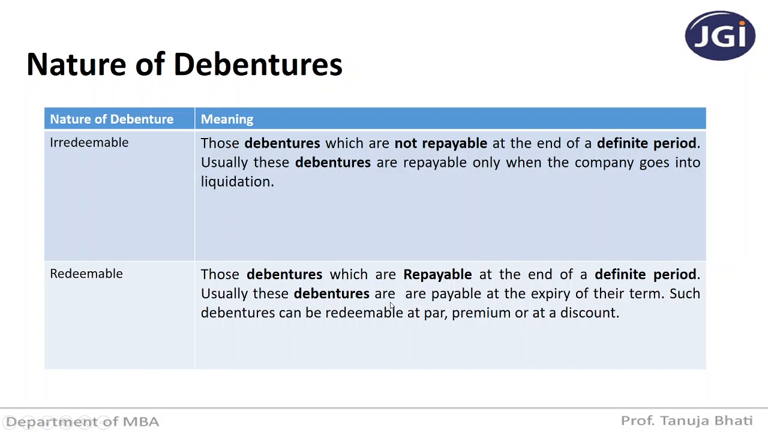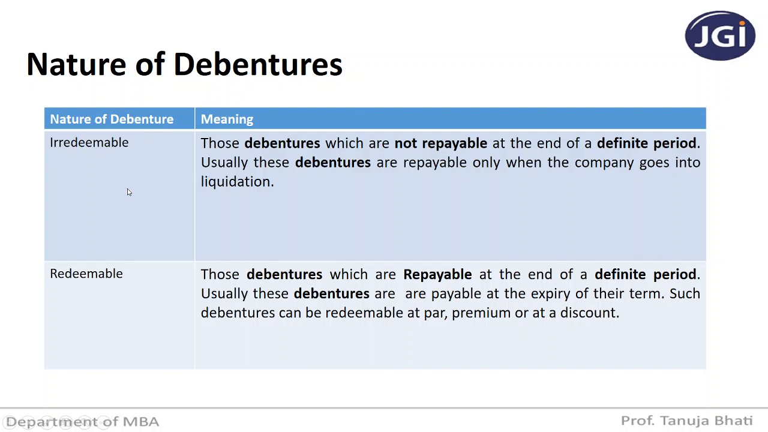Usually these debentures are payable at the expiry of their term. Suppose after 5 years there is an expiry of their term and the debentures will be repayable. That is, the amount that has been collected on the debentures will be repayable by the company either at par, premium or discount after the end of 5 years. Such debentures can be redeemable at par, premium or at discount. So the nature of debentures is clearly understood.